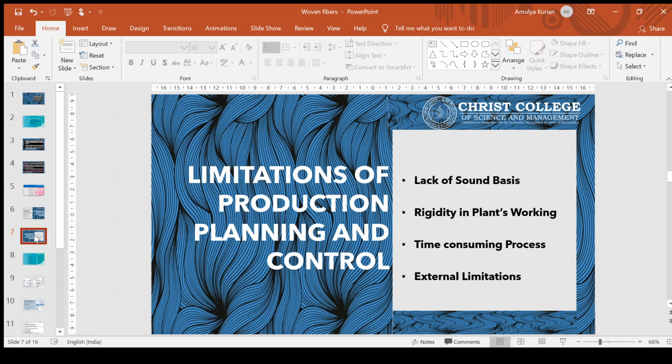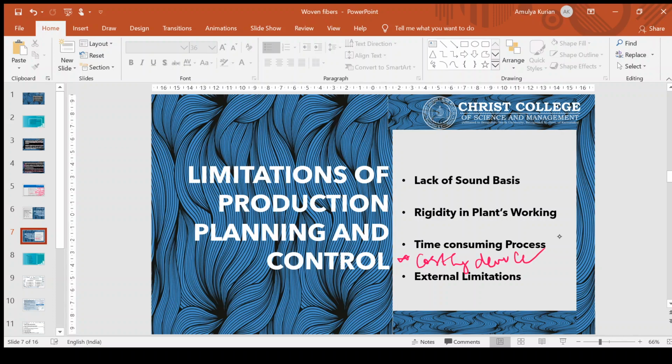Time consuming process. It is really time consuming because planning requires a lot of time and effort by individuals, and in an emergency it may not be possible to go through all the process of production planning. The next one is one more point I had missed out. It is a costly device.